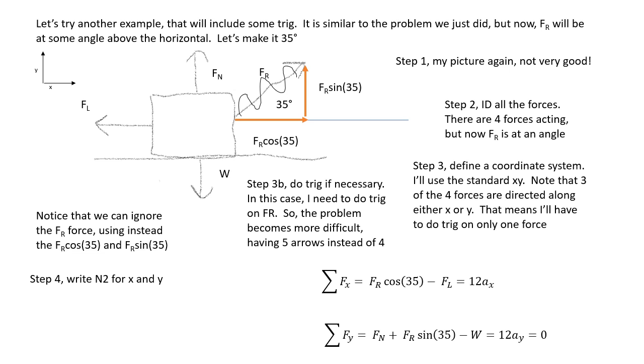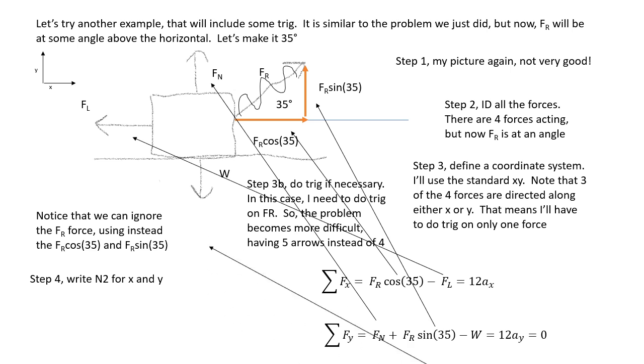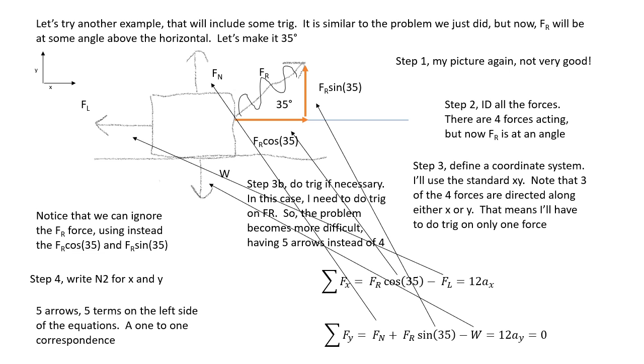But again, this thing is not flying, so it's going to be 0. There's an arrow for my F sub r cosine 35. There's an arrow for my F sub l. There's my normal. There's my F sub r sine 35. And there's my weight. I have 5 terms on the left side of the equations. I have 5 arrows, a 1-to-1 correspondence between the two.